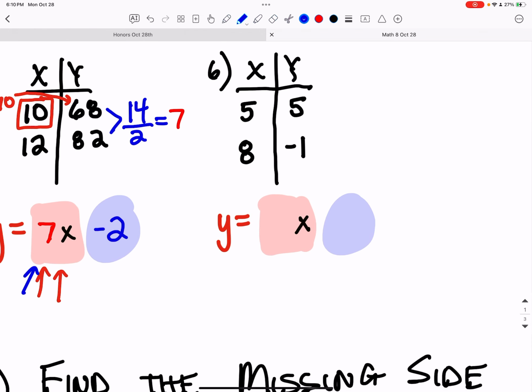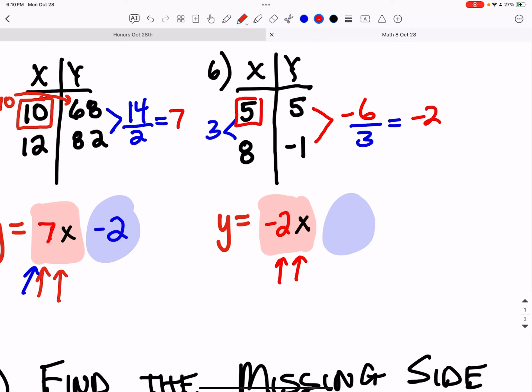Let's see over here. This guy, he had $5 and then he had negative $1, which is actually down 6. But we're not going to give him a score of negative 6 because he did it in 3 days, so we'll divide by 3. And really, if you lose $6 in 3 days, you're losing $2 every day. So his score is negative 2. If I lost $2 every day, I'm going to take negative 2 and multiply it by my days. So after 5 days, I'm going to multiply by negative 2. I should be at negative $10. I should be $10 in debt.